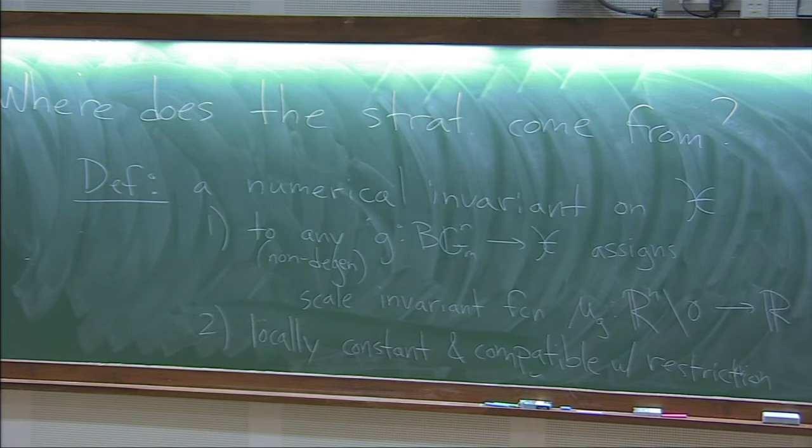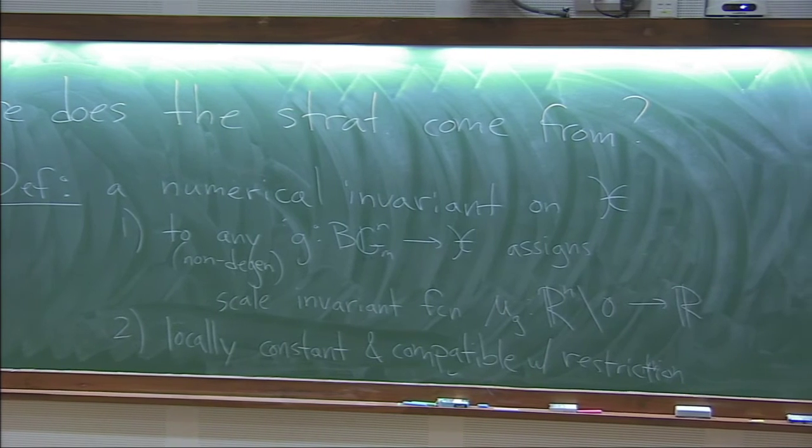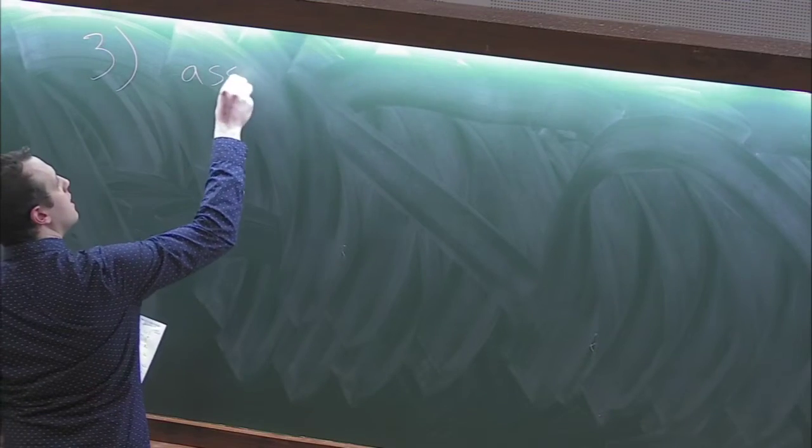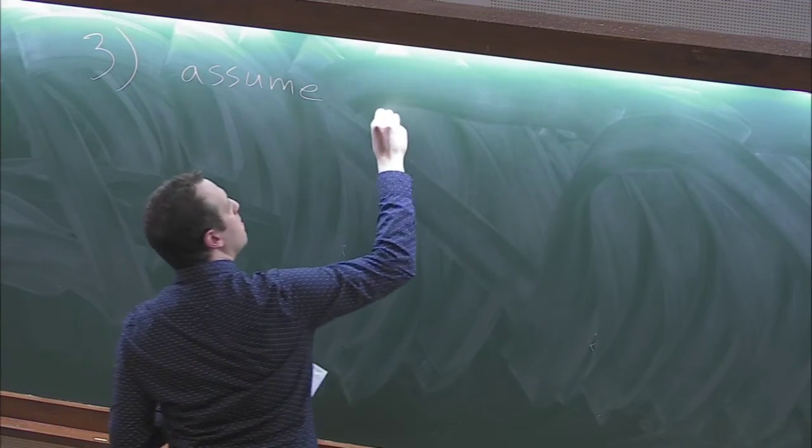Okay. And then there's a third condition, which I guess is not strictly necessary, but it makes the statements of the theorem I'm about to tell you easier. So for the purposes of this talk, we'll assume that mu sub g is what they call strictly quasi-concave.